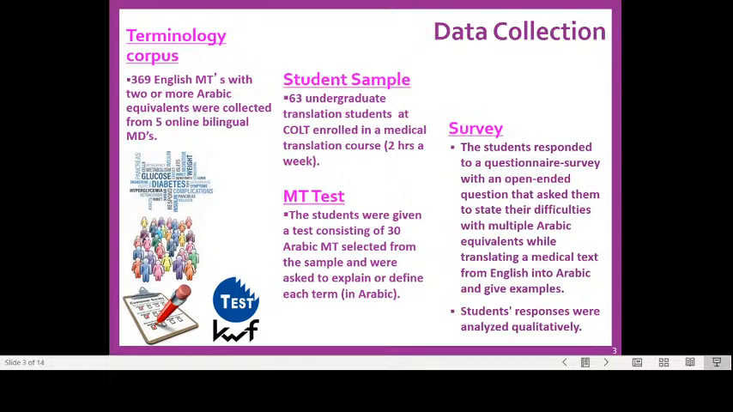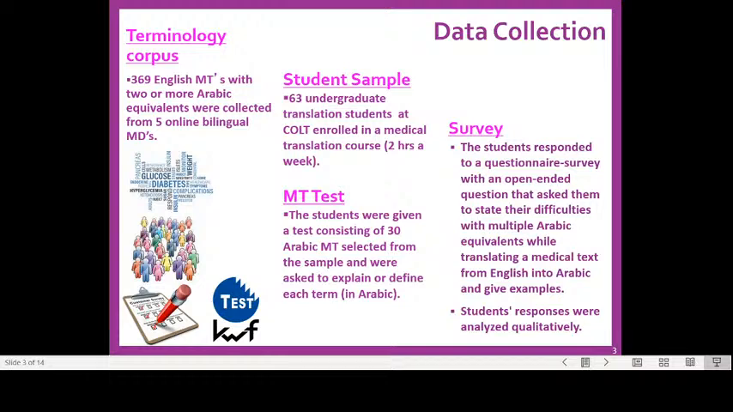The terminology corpus consisted of 369 English medical terms with 2 or more Arabic equivalents, and I collected those from 5 online bilingual medical dictionaries. Bilingual here, English, Arabic medical dictionaries. The student sample consisted of 63 undergraduate translation students from the College of Languages and Translation enrolled in a medical translation course, and the students study 2 hours a week.